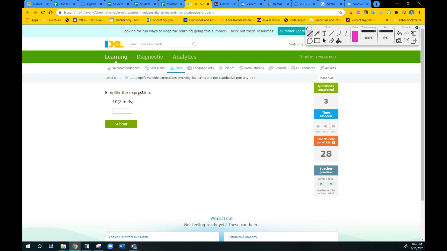This one, I actually have to use what we call the distributive property and multiply this through. And when I've done that, I take 10 times 2, which is 20, and then I add, because this add symbol right here, and then 10 times 3 would be 30, and then I have to put the letter S in there because this has a little S right here, okay? Now, I have a 20 here and a 30 here. These are considered not like terms.